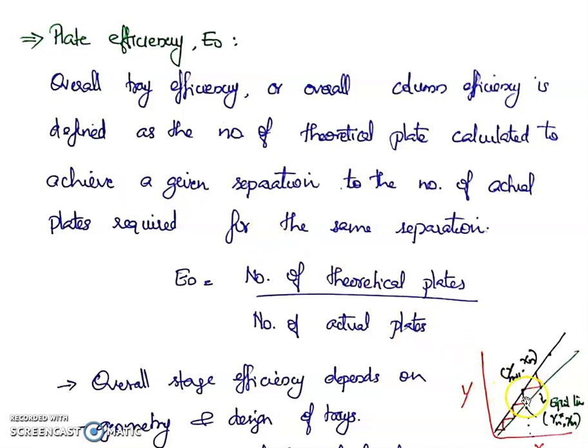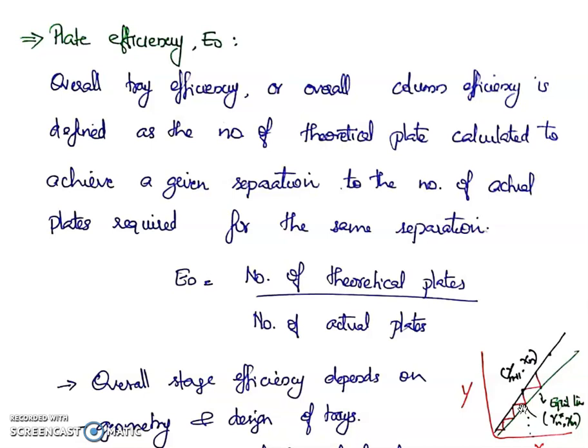So here, if you remember, Yn plus 1 represents the composition, or concentration, of the solute entering the nth tray. Yn represents the composition of the solute in the gas phase leaving the nth tray, while the quantity Yn is in equilibrium with the liquid phase. That is our assumption, and from each tray the gas leaves after attaining equilibrium.